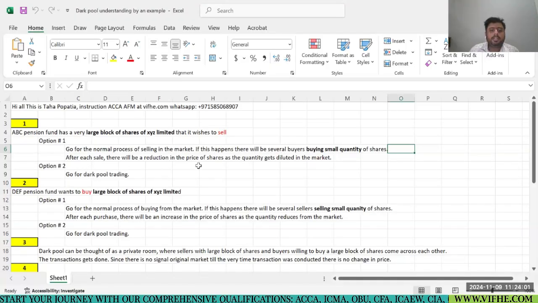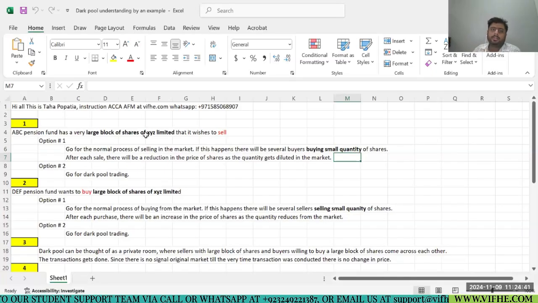After each sale, there will be a reduction in the price of shares as the quantity gets diluted in the market. Now, the market gets a signal that a large pension fund is divesting, diluting their investment in XYZ Limited. So there might be something wrong in XYZ Limited or its future prospects. That's why ABC Pension Fund is diluting it.